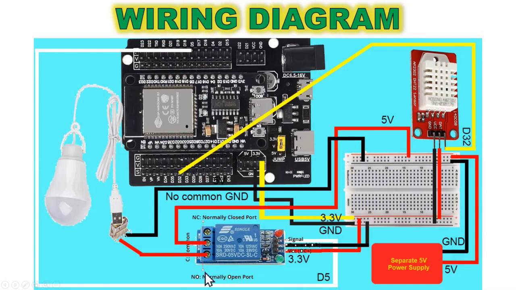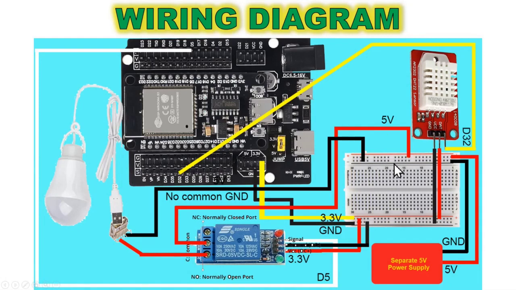The normally open port pin of the relay, which is this one, is connected to the positive pin of the type A female USB port connector. The common pin of the relay, which is at the middle, is connected to the 5-volt rail of the small breadboard, being powered by the separate 5-volt power supply.